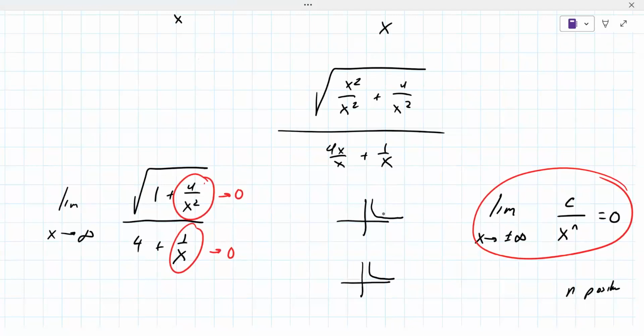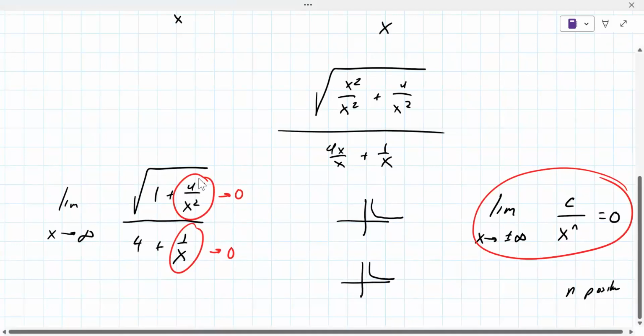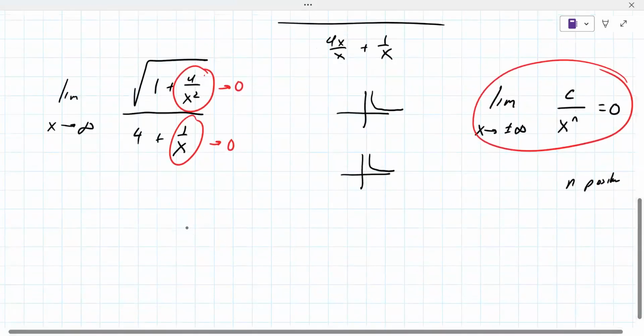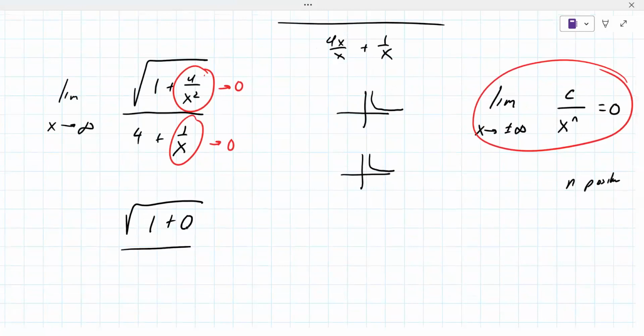You had a question. Sorry for interrupting you. No, it's okay. So does that mean that the answer is 0? No, it means that just this part goes to 0. So it's the square root of 1 plus 0 over 4 plus 0. Oh, okay. That makes sense. So it's 1 over 4.